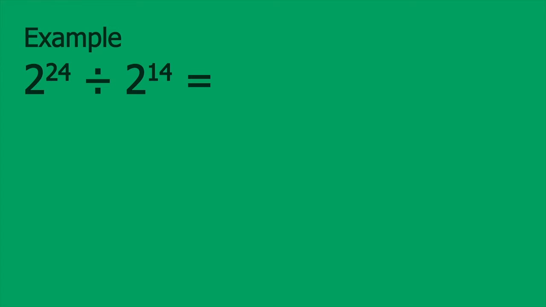Well, an example of such is this: 2 to the 24th power, that means 2 times itself 24 times, divided by 2 to the 14th power, which is 2 times itself 14 times. The answer, based on this property, is going to be 2 to the 10th power.